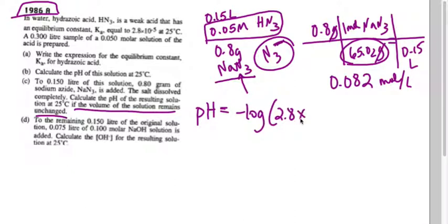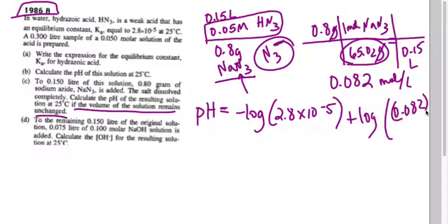2.8 times 10 to the negative fifth? Okay, plus the log. What do I put on top? The ion, which is the 0.082 concentration, over the concentration of the original acid, which is 0.05. So what is our pH? 4 point. Everyone else get that? All right. That's not too shabby. We made a buffer.